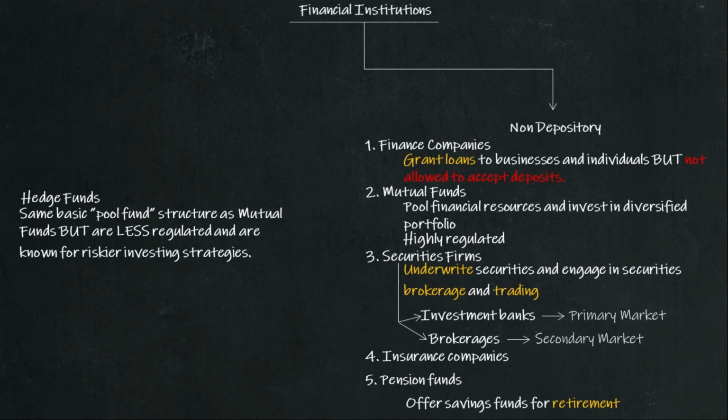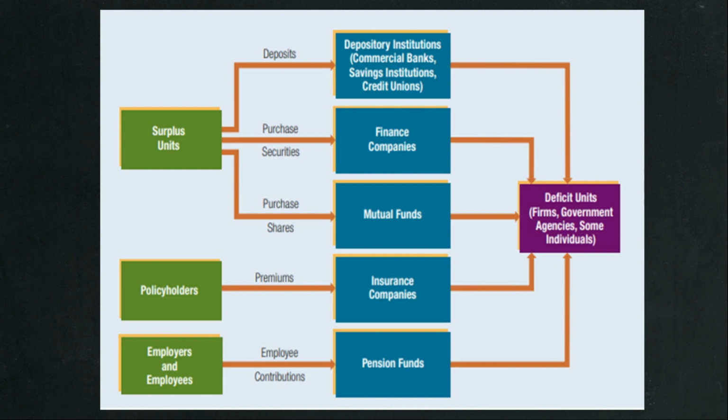To recap, here is a diagram comparing the roles of the different financial institutions taken from Jeff Madura's book on financial markets and institutions.